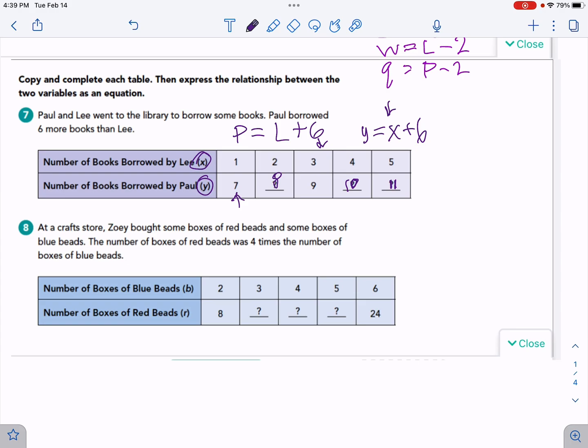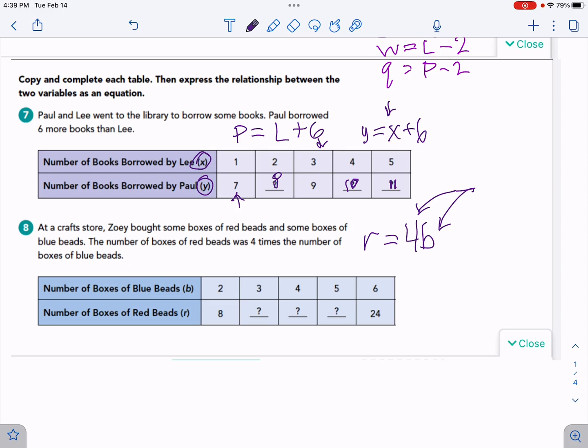At a craft store, Zoe bought some boxes of red beads and some boxes of blue beads. The number of boxes of red beads was 4 times the number of boxes of blue beads. So red beads is 4 times blue. And notice I'm not using an X for multiplication. I'm just putting the coefficient of 4 directly in front of my variable B, in this case, for the blue beads. And that means that I'm multiplying 4 times the number of boxes of blue beads.